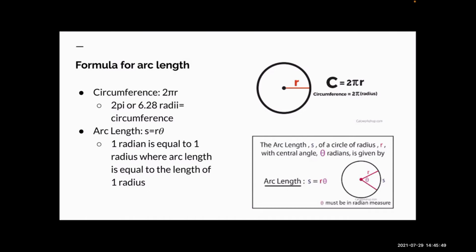If we put this in terms of values, let's say I have a central angle of 1 radian, my arc length would then be equal to the length of 1 radius. So if I have a radius of 5 units and the angle measurement is equal to 1 radian, then my arc length would also be 5 units.